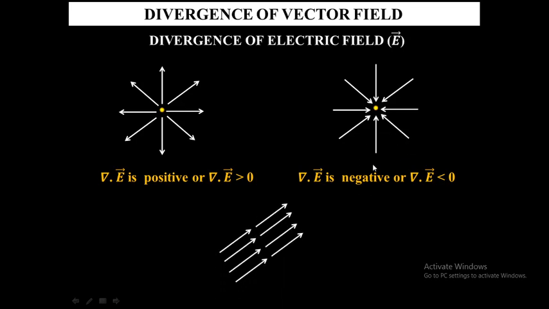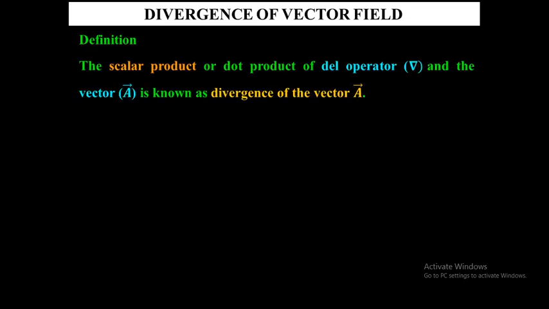If suppose there is no divergence or convergence, in this case divergence of electric field is 0, del dot E vector is 0. So this is the example of divergence of electric field to understand the divergence. Okay, so what is the definition of divergence of vector field? Divergence of vector field can be defined mathematically.